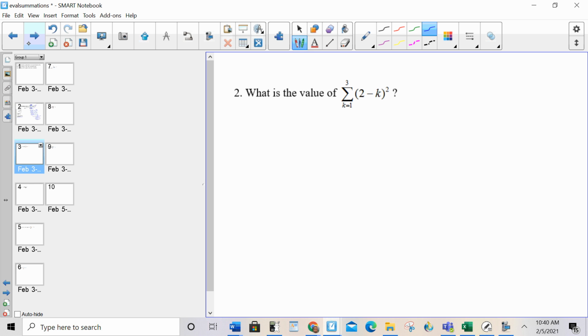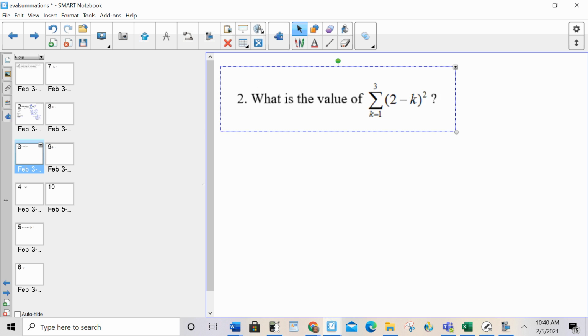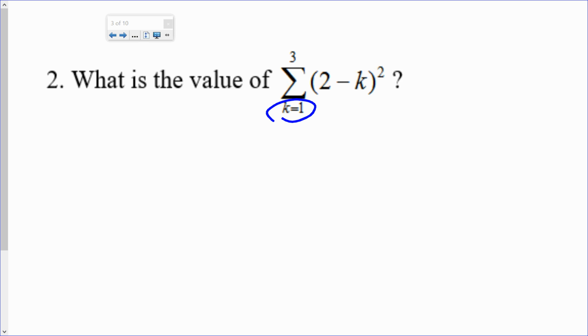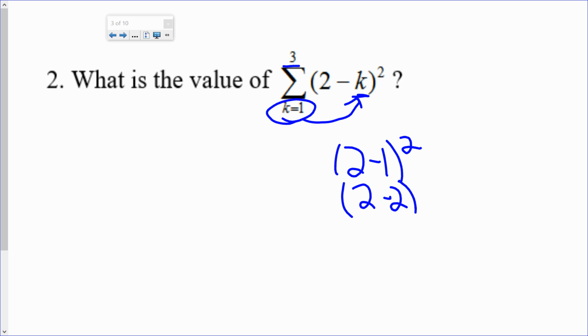Number 2, I start by substituting the number on the bottom in for the variable. So I'm going to do 2 minus 1 squared. Then I keep on substituting in until I get to the top number. So after 1, I'm going to replace k with 2, and then 3. And again, I keep on going until I get to this top number, which I am now at. You can use a calculator if you need to evaluate each of these. I am not going to use a calculator.